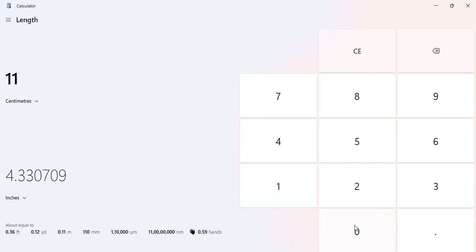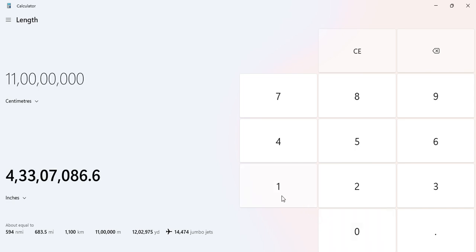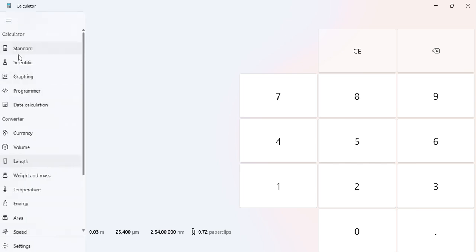And if you increase the value, see there, 110 centimeters, its supporting value is automatically 1100 centimeters. That's calculated in jumbo jets. So when the value is increased, it's comparing with one big object, right? When the value is small, then it compares with a small object, like that. So this is about the length information.